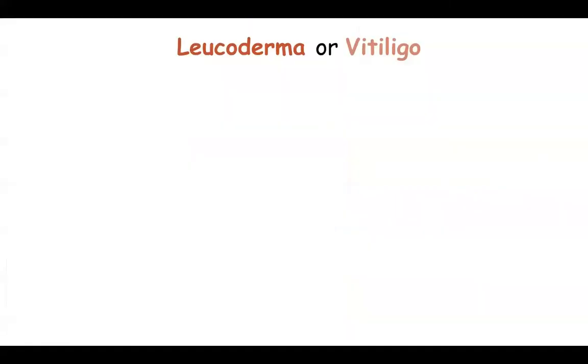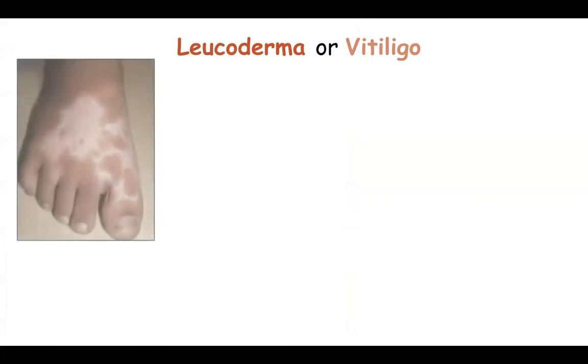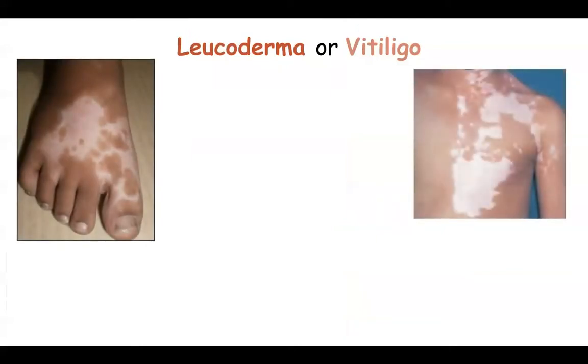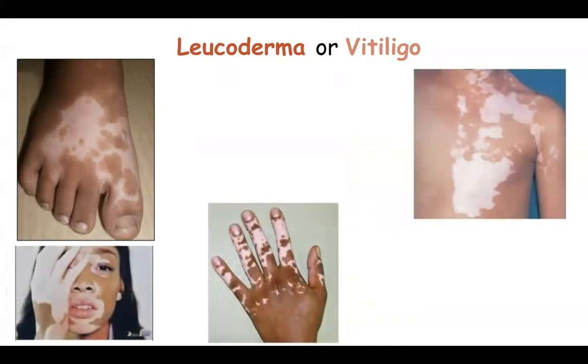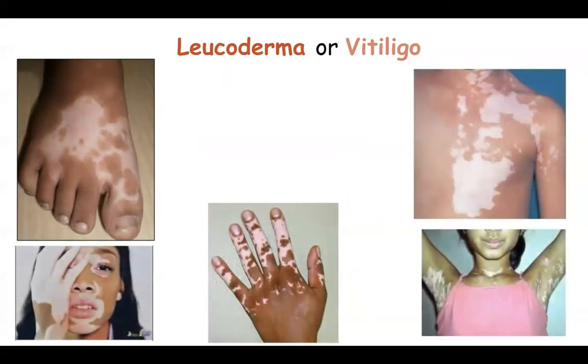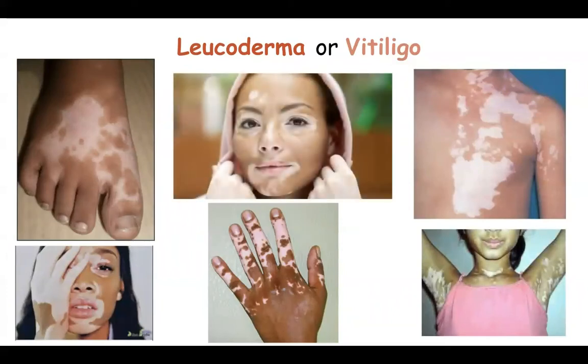Then we have two skin conditions associated with the pigment melanin. The first one is called leukoderma or vitiligo. Now, in leukoderma, the skin pigmentation is lost in patches. The skin pigmentation may be lost from the feet, it may be lost from the back or the front, it may be lost from the hands, it may be lost from the face or any other body part. But the pigmentation is lost in patches. There is no known cause of leukoderma.